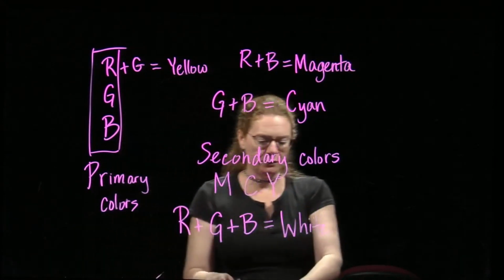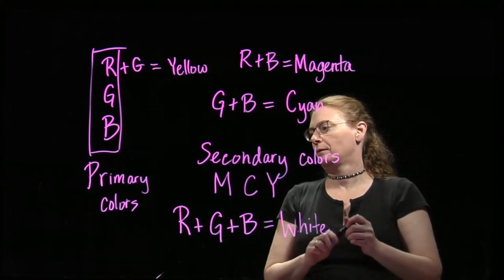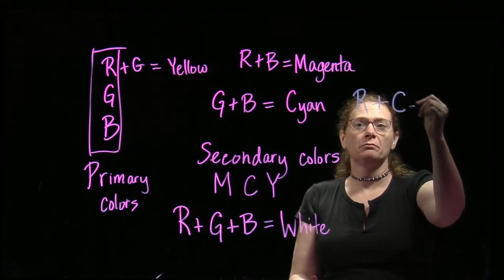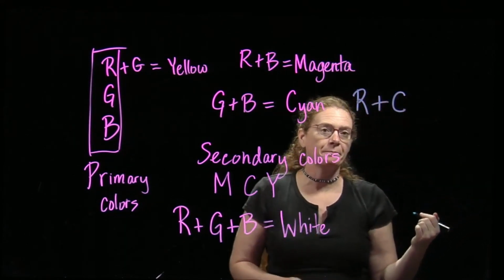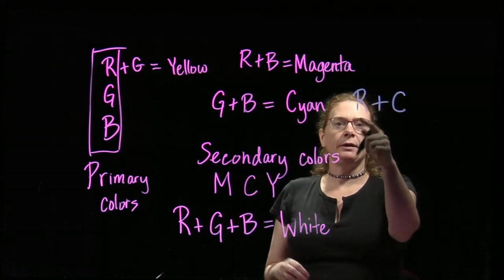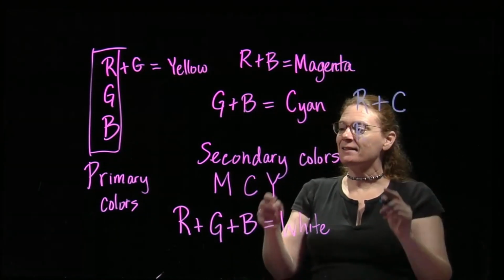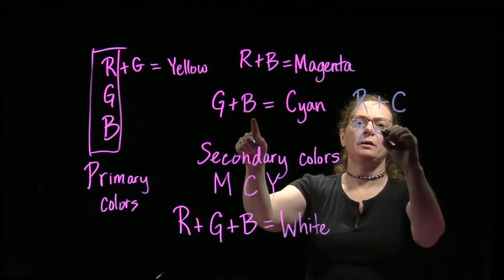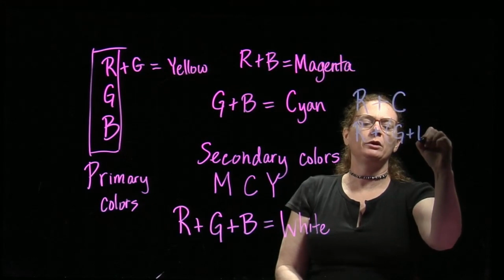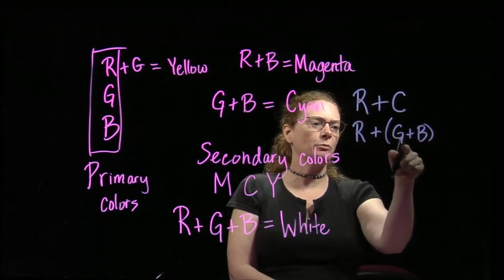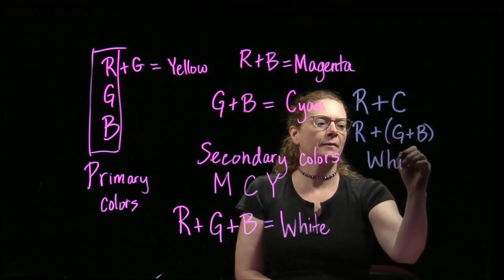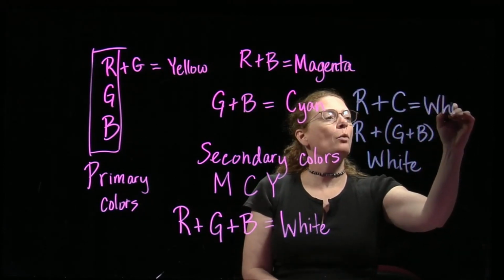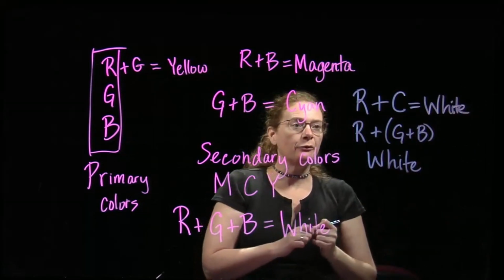So let's do red plus cyan. What would red plus cyan be? All right, my primary, this is just red. Cyan is a secondary color, and cyan is made up of green and blue. So red and green and blue. Well, what do you get with red plus green plus blue? You get white. So if we add up red plus cyan, you end up with white. And we have a special name for this pair.